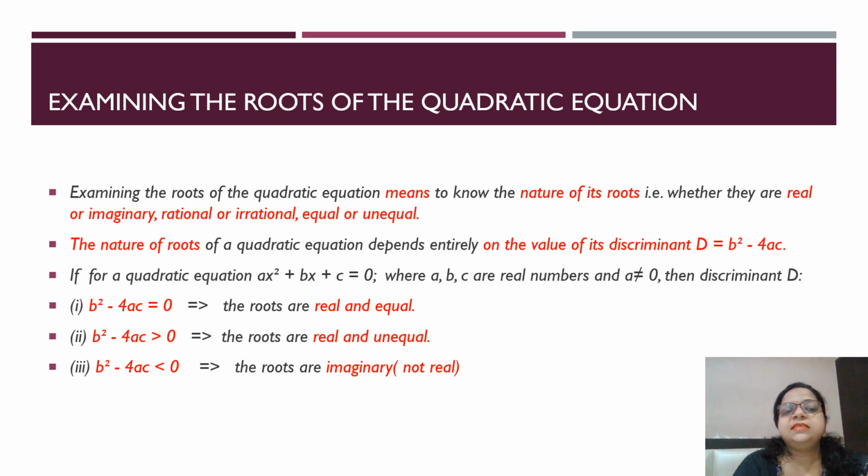If the discriminant D is equal to 0, meaning b square minus 4ac is equal to 0, it implies that the roots are real and they are equal. And if b square minus 4ac is greater than 0, it implies that the roots are real and unequal. And if b square minus 4ac is less than 0, it implies that the roots are imaginary, not real. In the coming slides, the whole thing will be clear, children, what is real, what is imaginary and all. Now coming to the next slide.